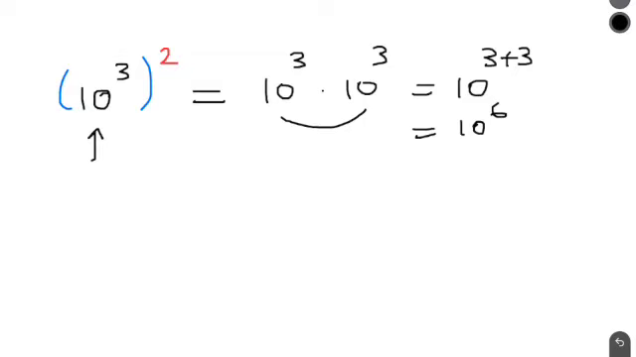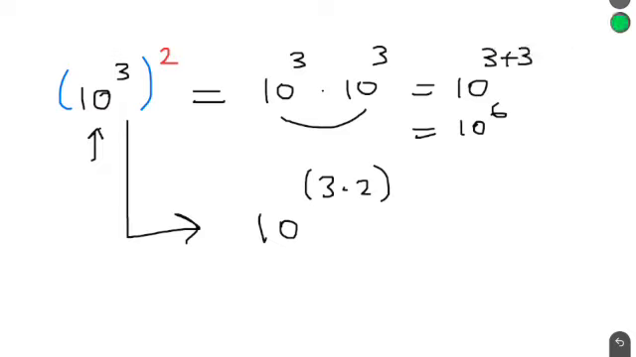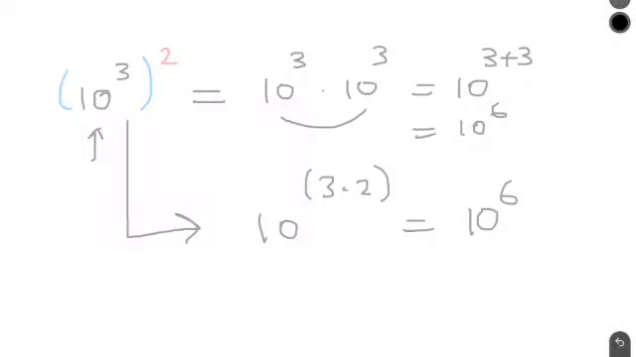But in essence, another way of solving this problem is we can say 10 to the power of, open bracket, 3 times 2. So actually what we're doing is just multiplying these two exponents here. And we know that 10 to the power of 3 times 2 is 10 to the 6. Hope that makes sense. Let's do another problem, so you'll see exactly what I'm referring to.